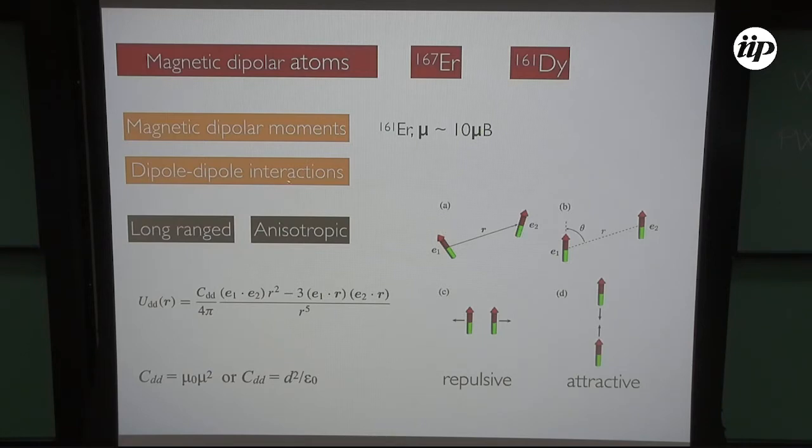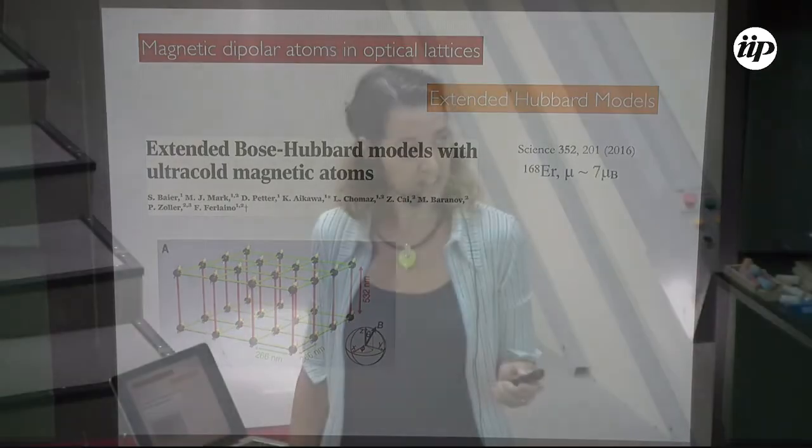And so we have dipole-dipole interactions, which are different from the ones we have in the usual Hubbard model, because they are long range and they are anisotropic. And they have this form here, so they roughly go as 1 over r cubed, and they depend on the direction of the dipoles regarding one another. And they can be both repulsive and attractive. And this is very interesting for theory. And here is the first example of an extended Bose-Hubbard model with ultracold magnetic atoms.